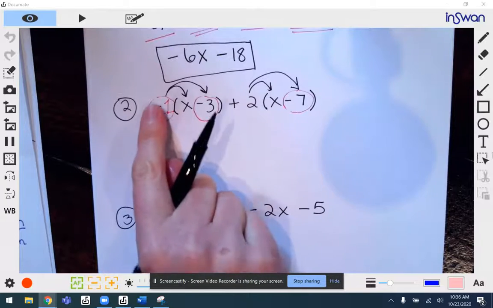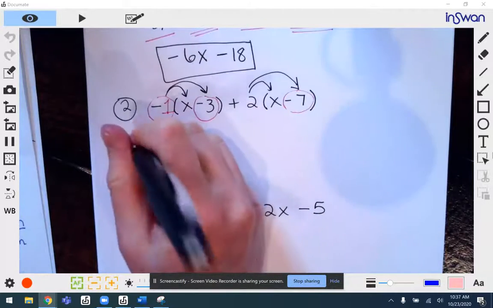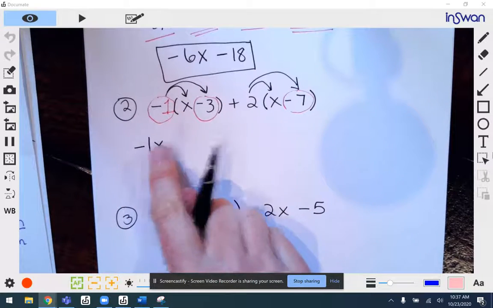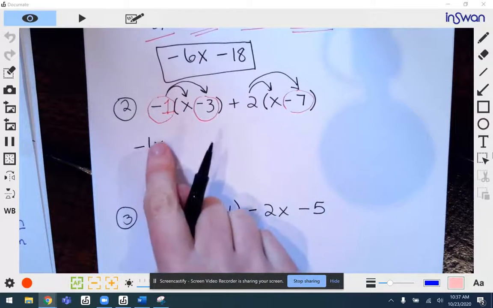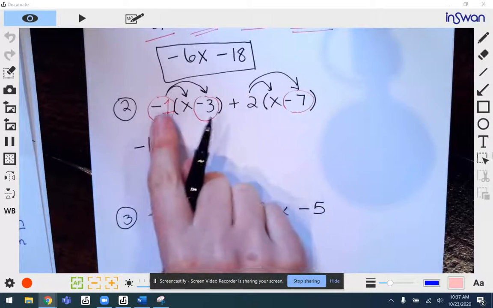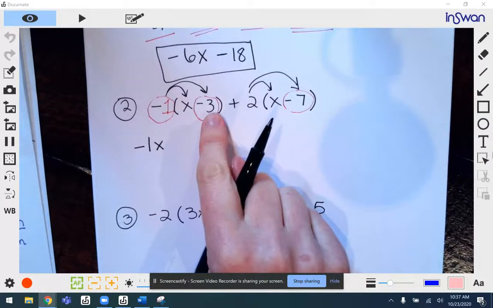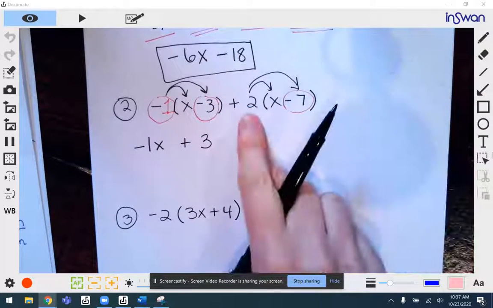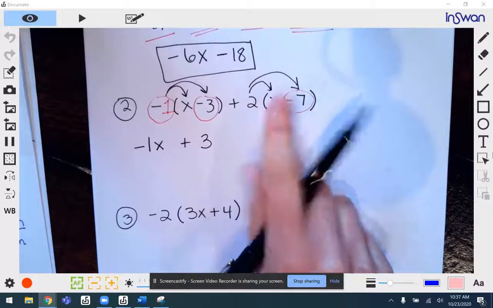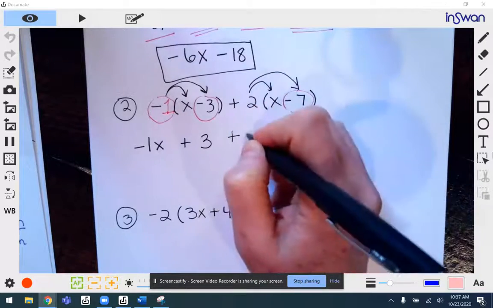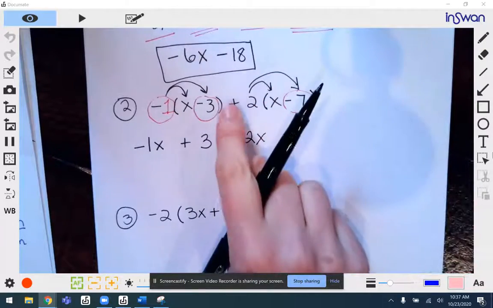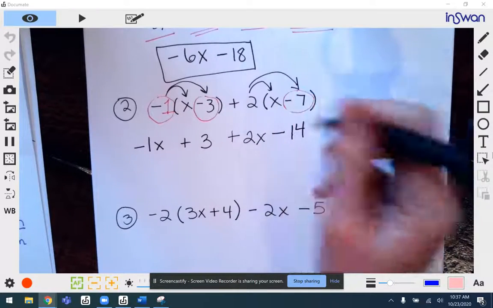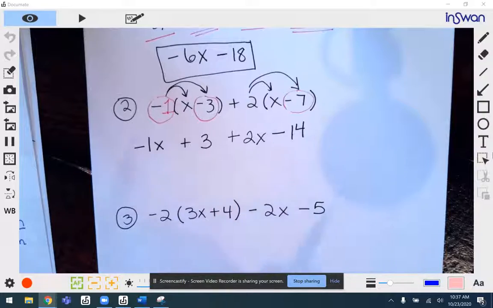So here, negative 1 times x would be negative 1x. Go ahead and keep that 1 in there because if you have to combine it with other like terms, you're going to want to see that invisible 1. Here, negative 1 times negative 3 would make a positive 3. Here, positive 2 times x would be positive 2x. And here, 2 times negative 7 would be negative 14. So going slowly, making sure your signs are correct.